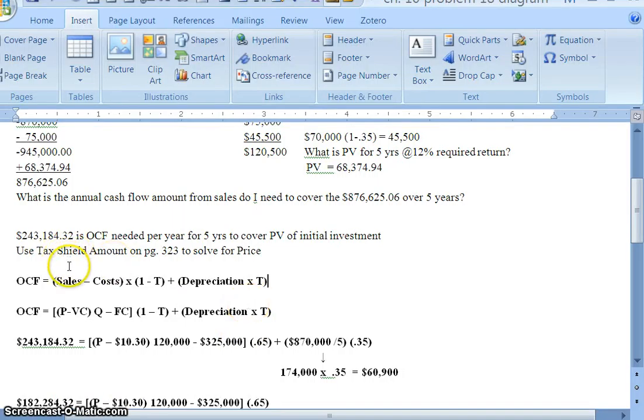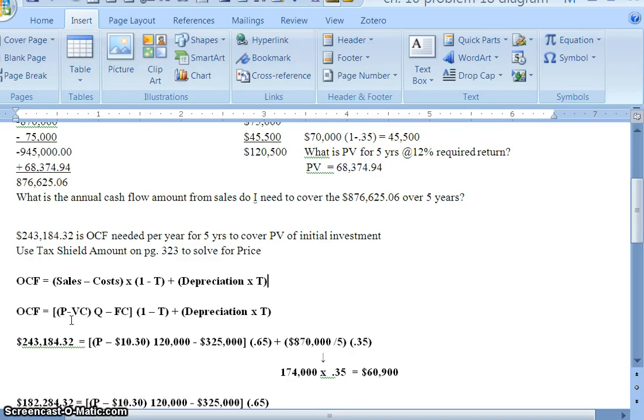Okay, so now that I know the present value is $243,184.32, I'm going to use the operating cash flow formula. They're found on page 323, and I'm going to use the tax shield amount formula to solve for P, price of the amount per unit that I need to charge to generate enough sales to cover the present value of cash flows needed to cover initial costs.